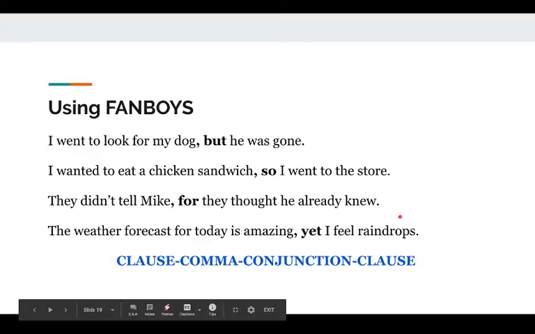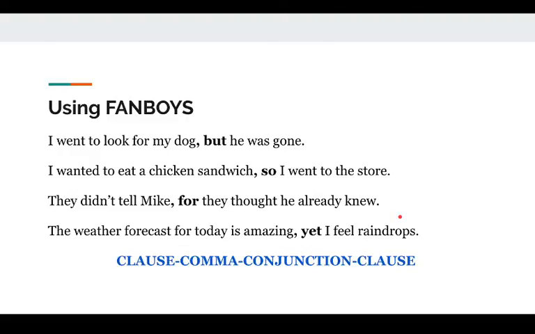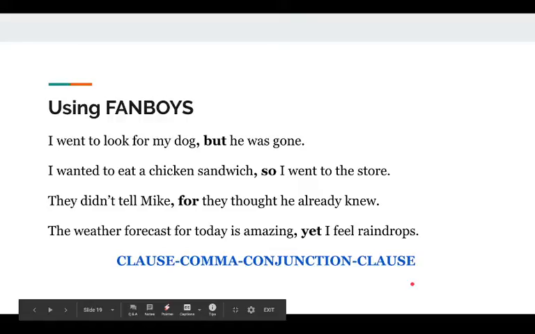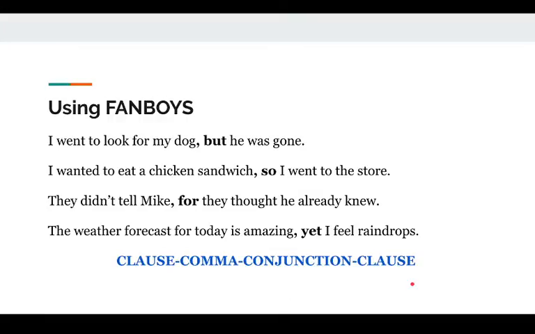Now, FANBOYS used as coordinating conjunctions can be used when there are 2 independent clauses, or an independent clause and then a dependent clause. I'm going to be going over a little bit more complex sentences a little bit later, but just for now, when you're combining 2 independent clauses in a single sentence, this is just one of the ways you can use a clause, comma, conjunction, clause formula to help you make sense of that sentence.